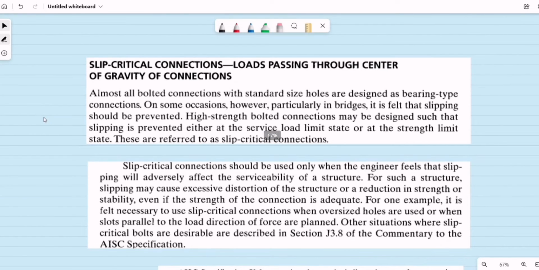Okay, good day. So let's have a discussion of slip critical connections with loads passing through the center of gravity of the connections. For a short introduction, almost all bolted connections with standard size holes are designed as bearing type connections. On some occasions, however, particularly in bridges, it is felt that slipping should be prevented.